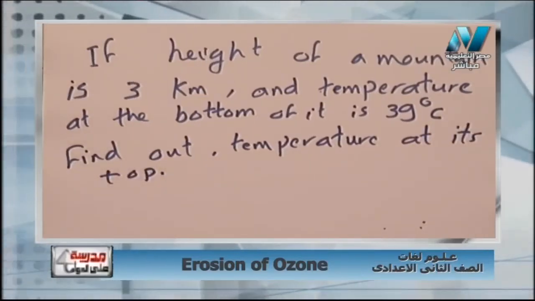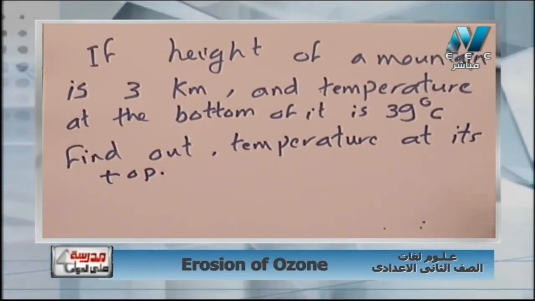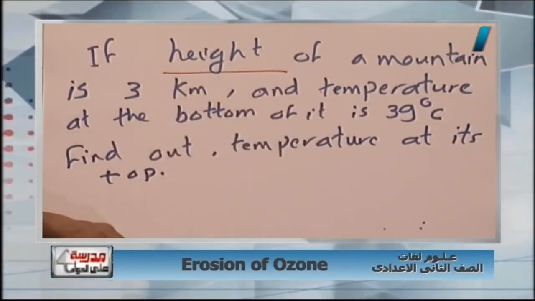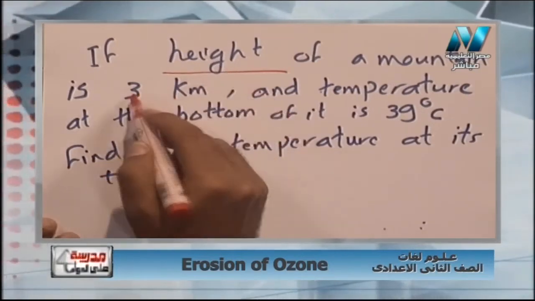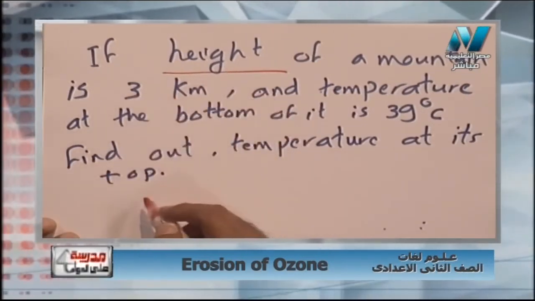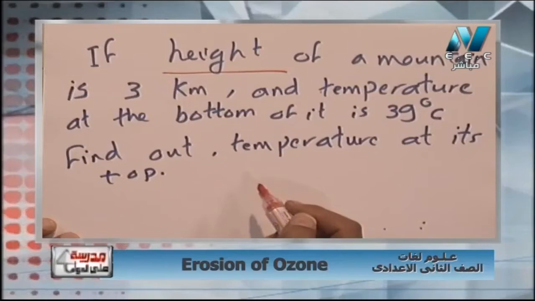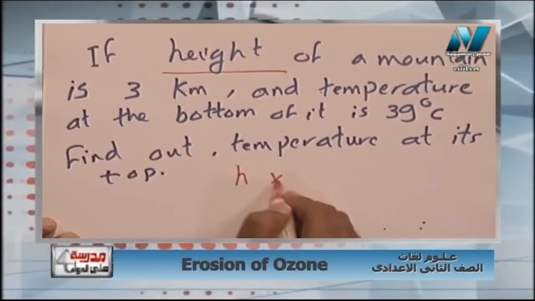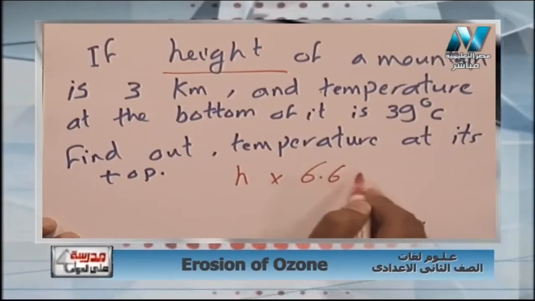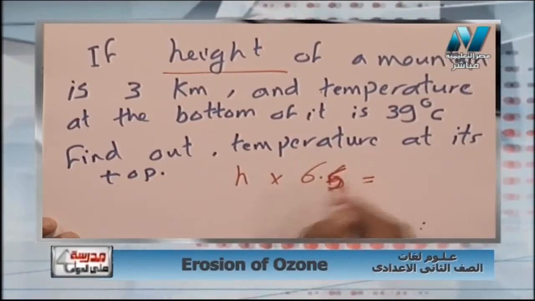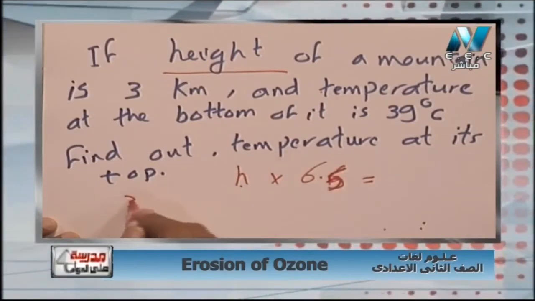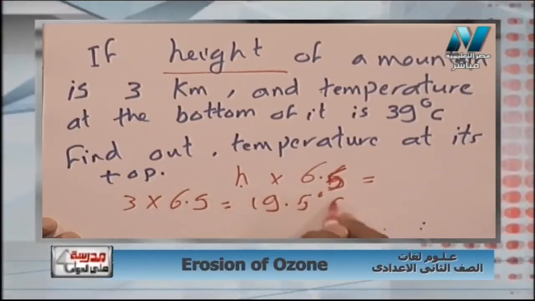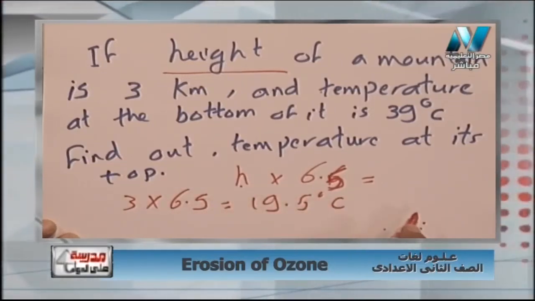What can we do? Now the givens are: number one, the height. First thing, I must search for the height. If I found the height, I say now the value of decreasing or increasing in temperature is the height times what? 6.5. So it will be 3 times 6.5, it will be 19.5 degrees. This is the value of decreasing or increasing.